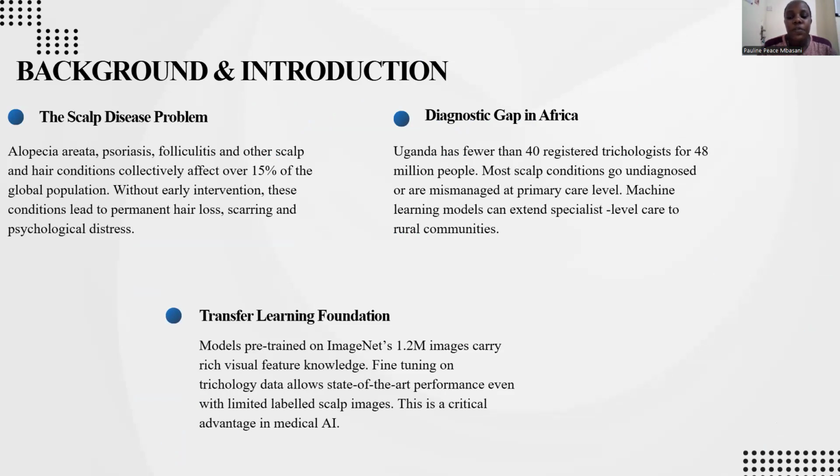In Africa, we have fewer than 40 registered trichologists for a population of about 48 million people. Scalp and hair conditions go undiagnosed or mismanaged at the primary care level. So that's where these models come in, to provide specialist-level diagnostic support to communities that would otherwise never access it.